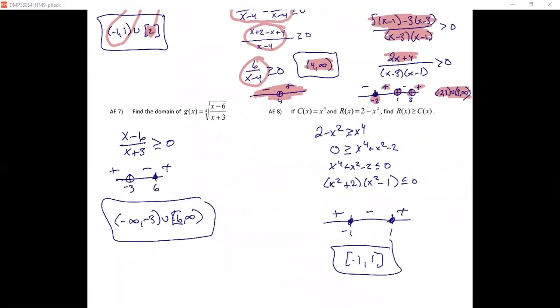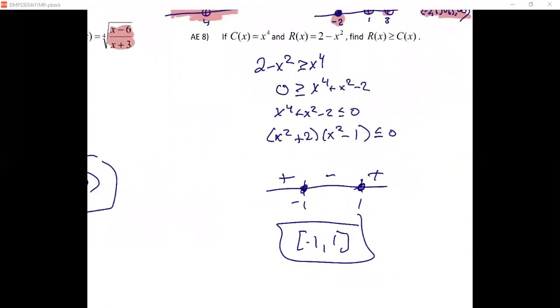For number 7, this looks crazy. This looks like a throwback to 2.1, which it sort of is. But what we're doing is we're saying what's underneath the even root must be greater than or equal to 0. Basically, we're solving this just like we did up above. The 0, the undefined, plus, minus, plus, and I want all the positive values, but also equal to 0. And that's one of the big reasons, everybody, I have an open dot at -3 and a closed dot at 6. The open dot represents the vertical asymptote. The closed dot represents an actual 0.